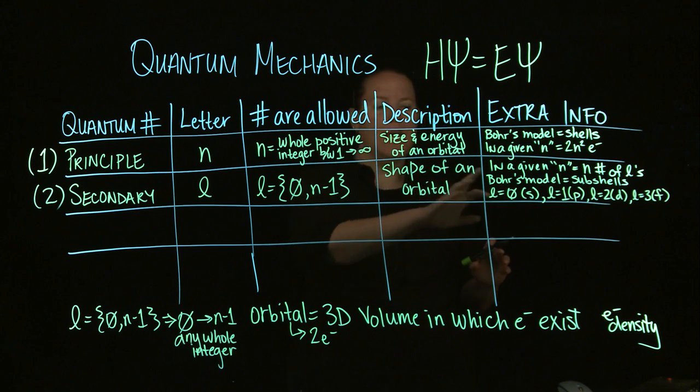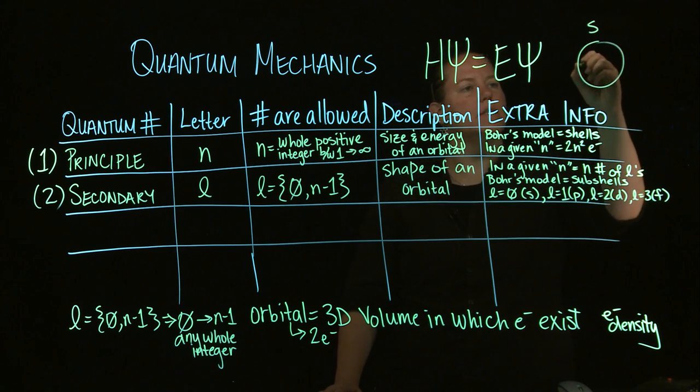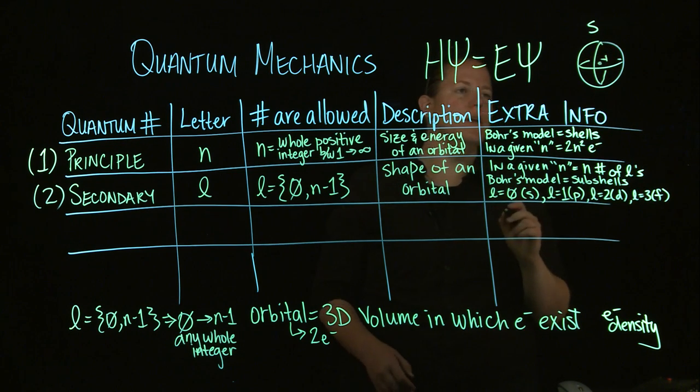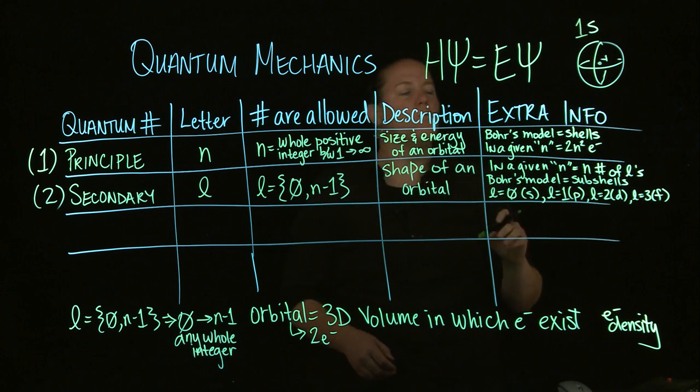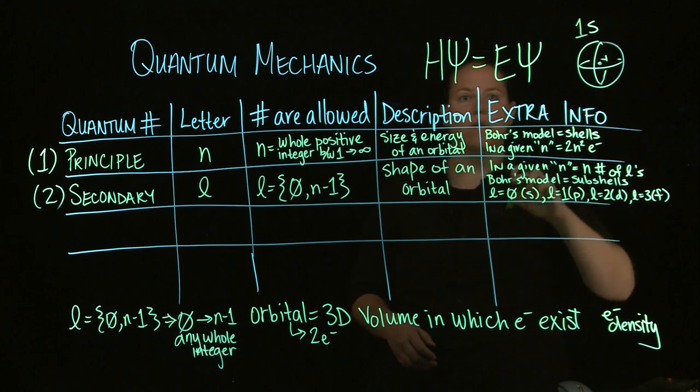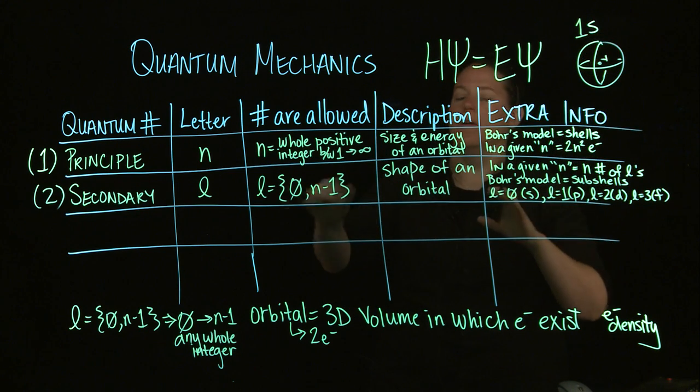So for instance, if I talk about S for a moment here, S is a sphere, which I'm going to draw a horrible sphere. Your book does such a better job of talking about a sphere. The nucleus is right there in the middle, right? And if I had a 1S, 1 is talking about the N. That's giving the principal quantum number. S is talking about the shape.